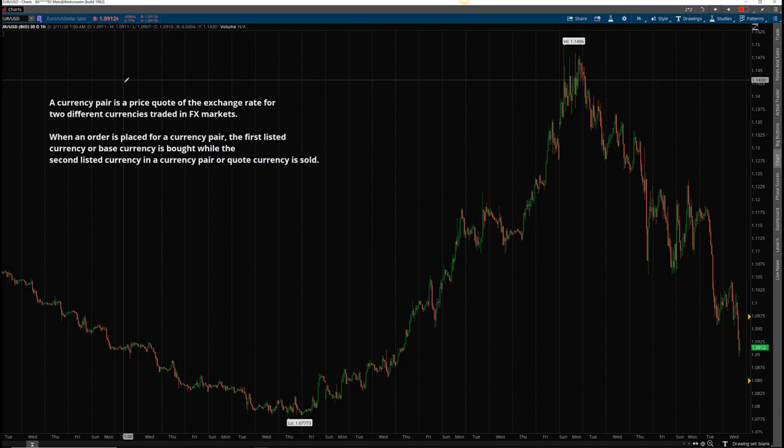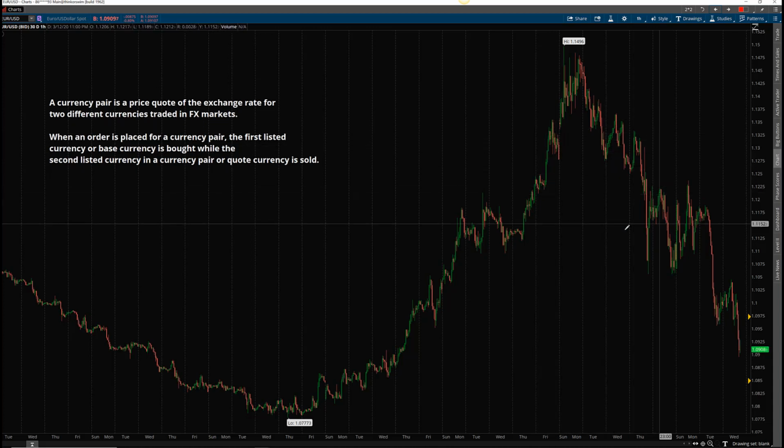Now, the second currency is the currency that is quoted or sold. So if I were to buy Euro USD, that would mean I am buying the euro and selling the US dollar. If I were to place an order to go long, to bet on a price increase, I am buying the euro and selling the dollar. Now, if I were to sell the Euro USD, I would be selling the euro and buying the dollar. Okay, so that's how Forex works.